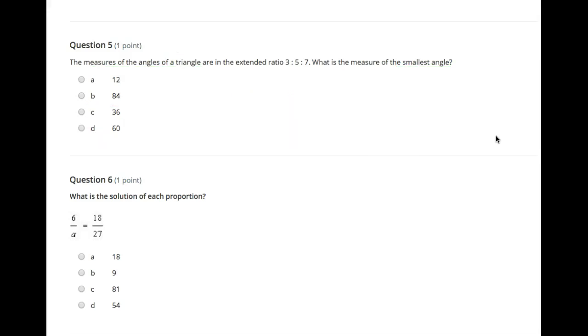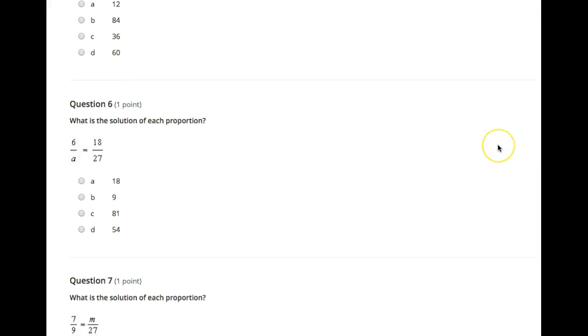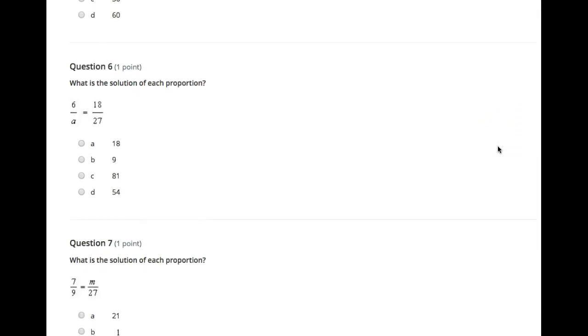All right, let's look at question number 6 now. So here's where the questions kind of start to change and take a different slant to them. So it says, what is the solution of each proportion?